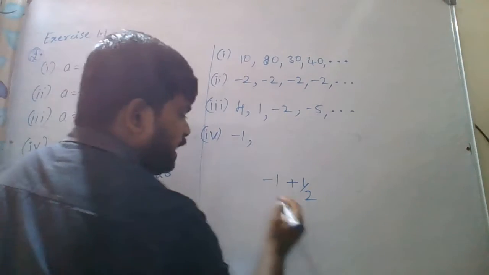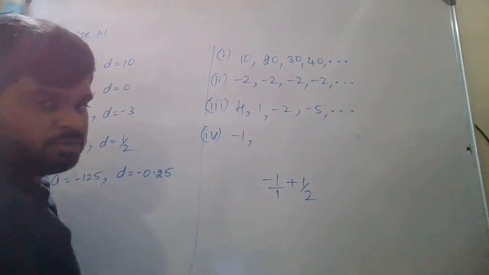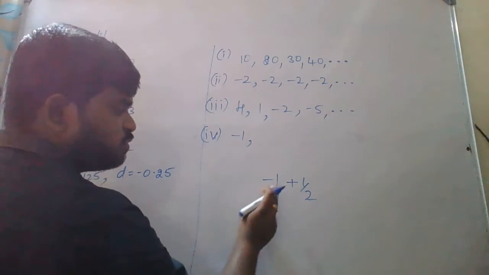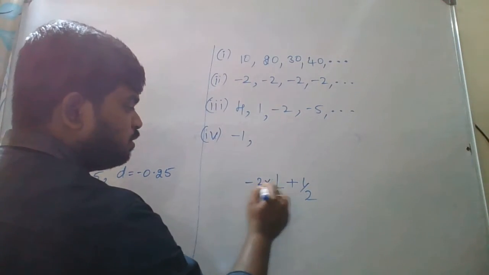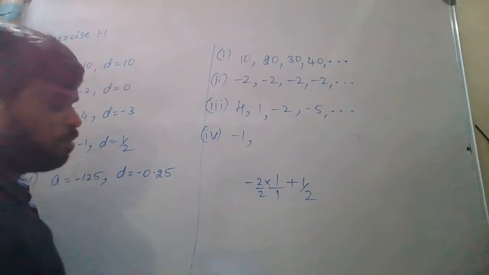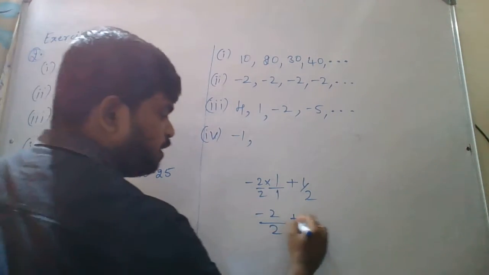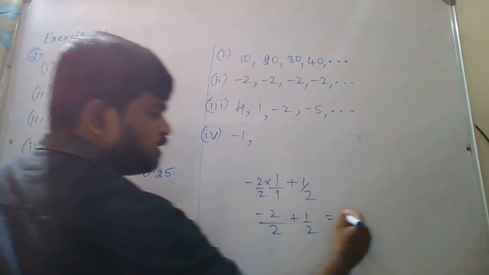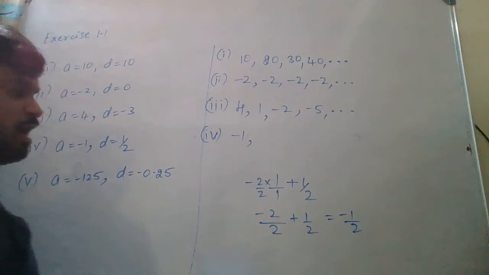Okay. If you take LCM, this 1 can be written as 1 by 1. Take the LCM. The LCM of 1 and 2 is 2 itself. So this we have to make it as 2. How can I make it? I'll simply multiply by 2 for both numerator and denominator. So 2 ones are 2, 2 ones are 2, plus 1 by 2. If you simplify, minus 2 plus 1 is minus 1. The denominator as it is. So you get the answer as minus half.